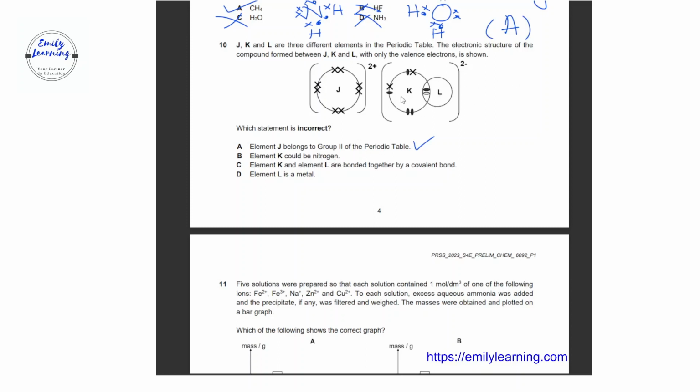So let's look at K here. So it has 1, 2, 3, 4, 5. Okay, how do I know that these electrons are not from K? If you look at this, the crosses are the electrons of J, right?